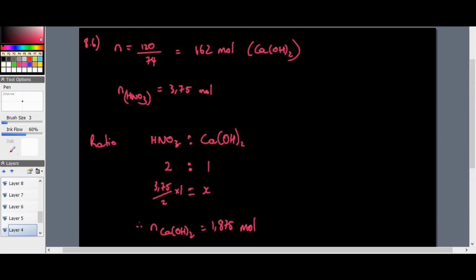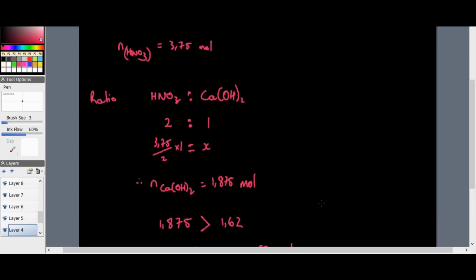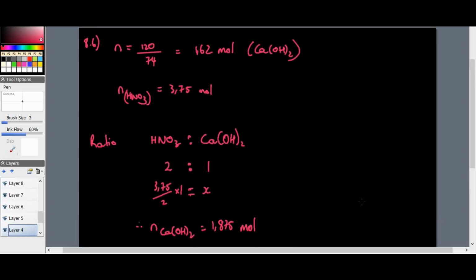This is how much we have with 120 grams. So we can clearly see that the amount of moles that we need is greater than the amount of moles that we will have with 120 grams. Therefore, the same conclusion: no, it is not sufficient. Or we can use one word in place of two: it is insufficient. No, it is insufficient. And that's the other method for doing the same question, question 8.6.